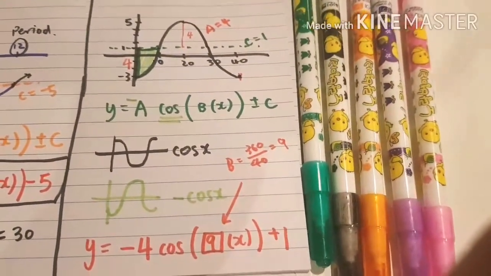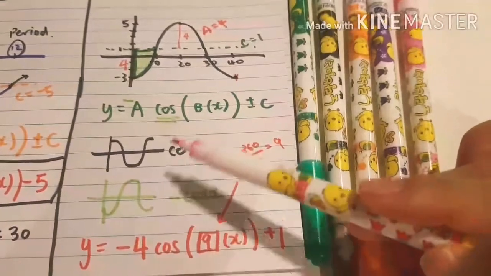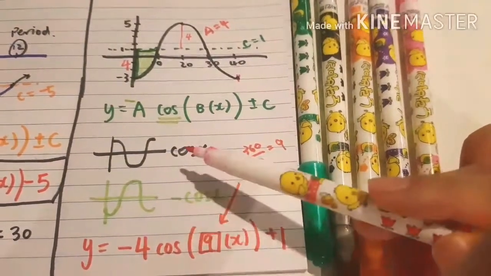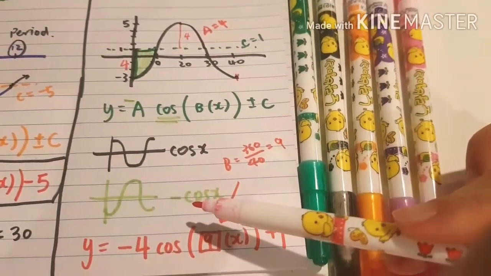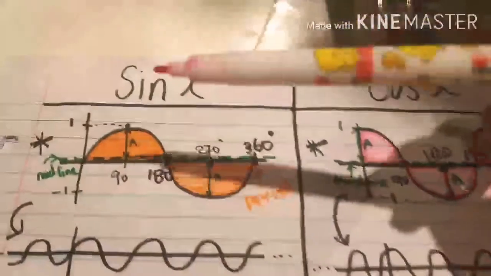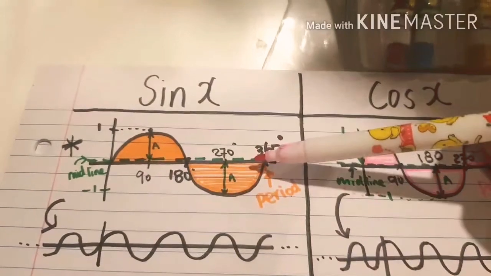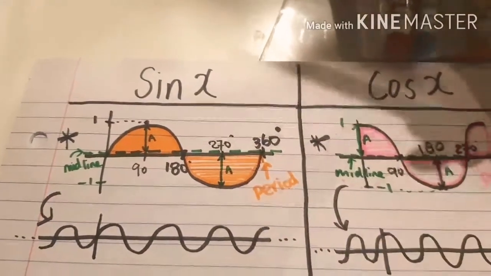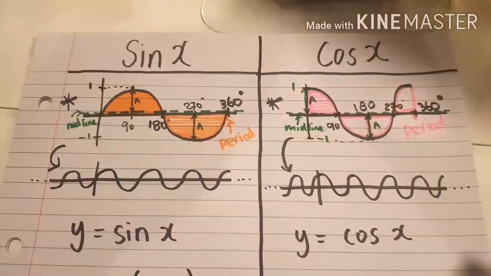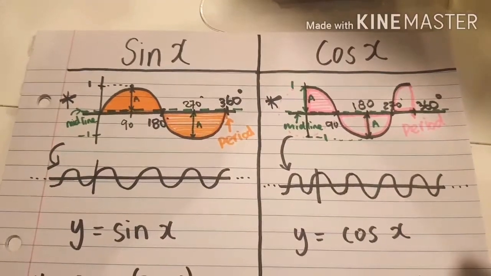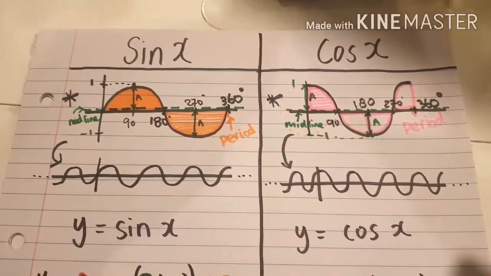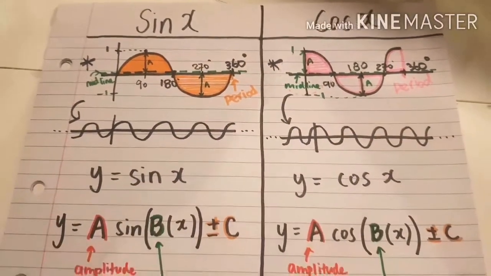Whenever you see the graph flipped through the x-axis, this is a negative cosine, and same with sine. If it starts with a negative semicircle going down and up like that, then it's going to be a negative sine. So we learnt how to find the equation for sine and cosine, which is very similar.